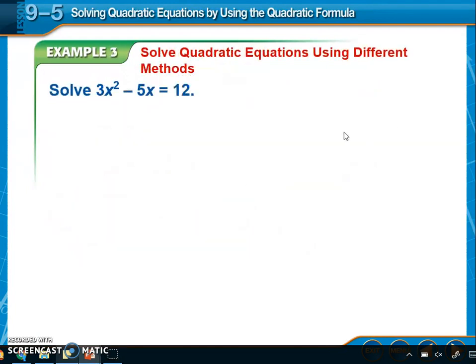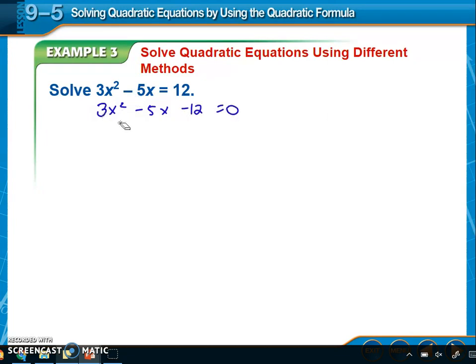Okay, for this one, we could use other methods. We don't necessarily have to use the quadratic formula, but we want to see if it's factorable, because factoring is going to be faster than quadratic formula a lot of the times. So we want to see if this thing is going to factor. So first step in solving, always get it equal to 0.